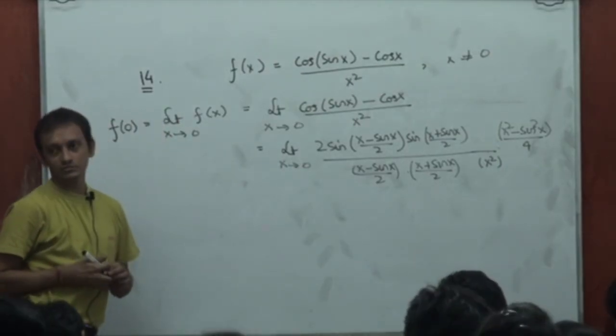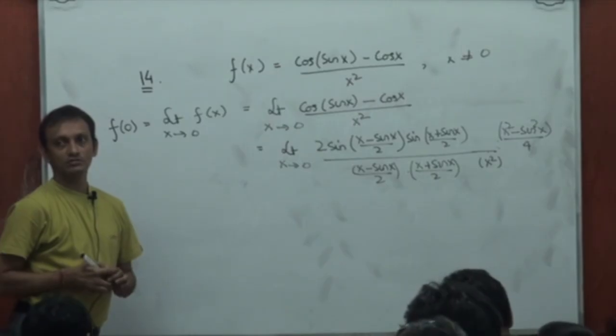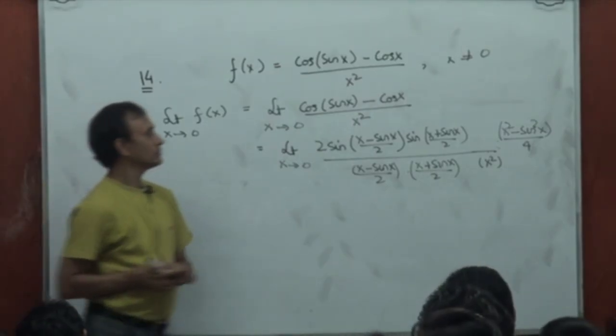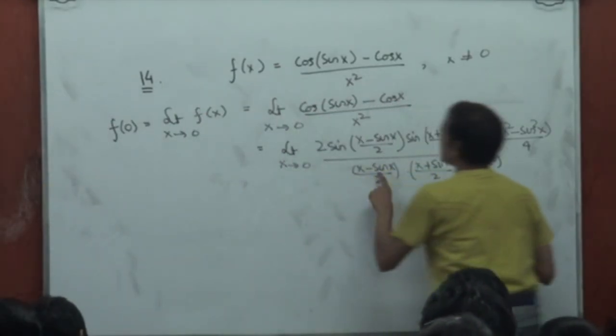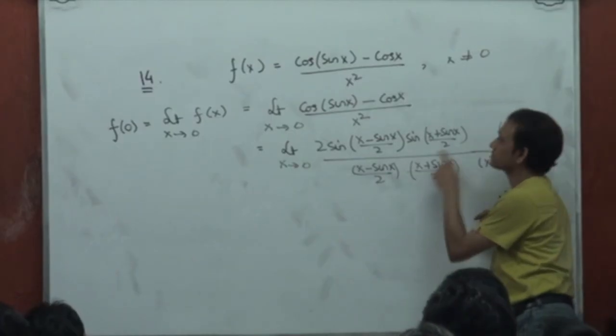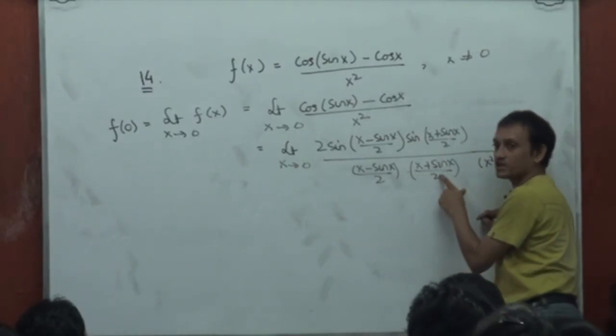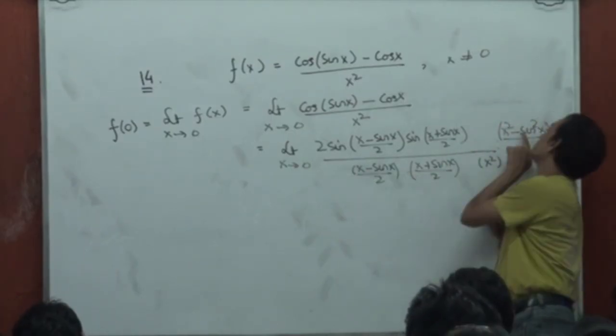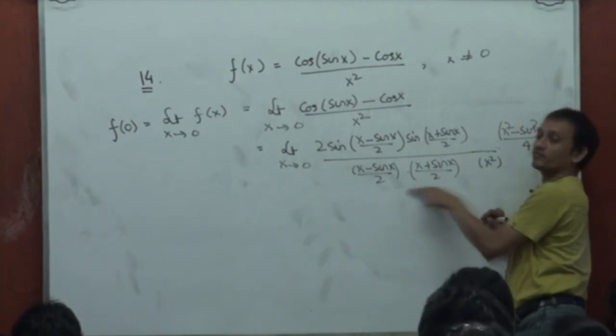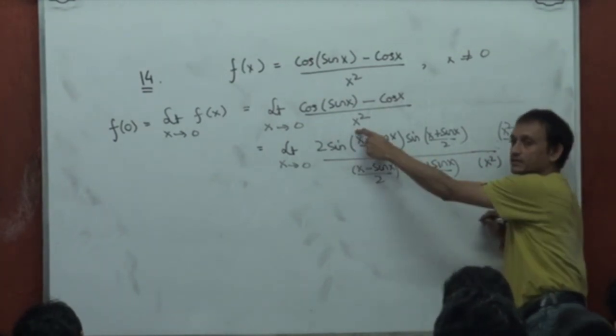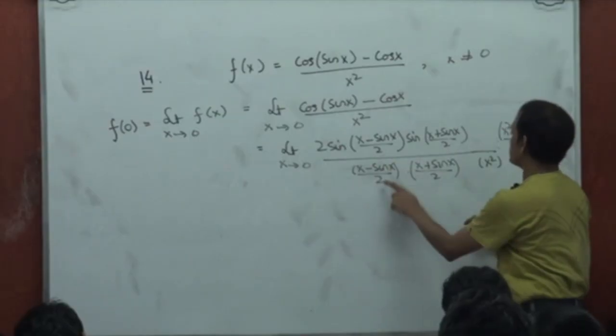Why this manipulation? Sanjana? Naina? Sin theta by theta, so I brought this theta from outside. And then I balanced it here, x squared minus sine squared x by 4. This x squared was already sitting there. So this would be 1.